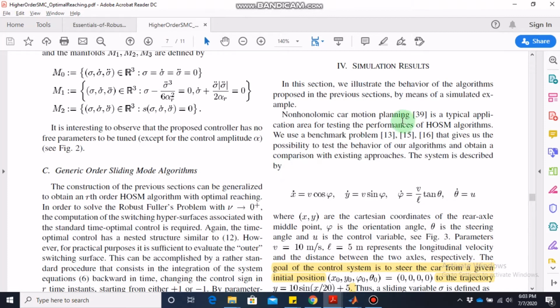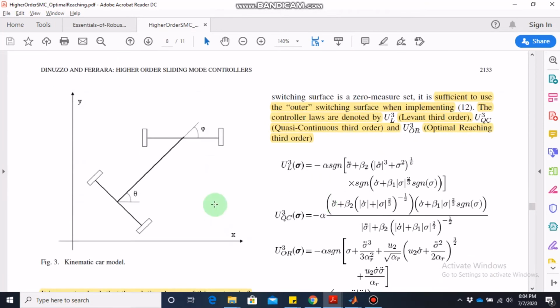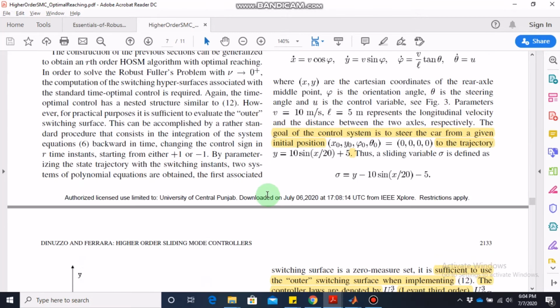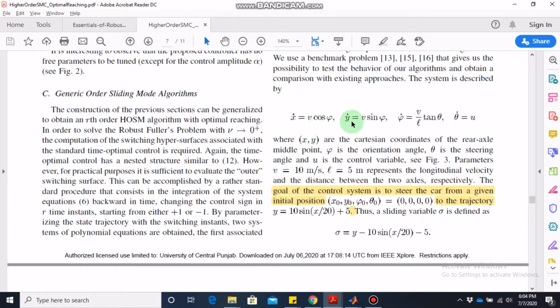The simulation example presented in this paper is basically this kind of a vehicle which has these two angles, angle theta and angle phi, and these x, y. So this vehicle is moving in a 2D plane, with the x-axis and y-axis being the axes of the plane in which the vehicle is moving. So these are the equations of motion for the vehicle.